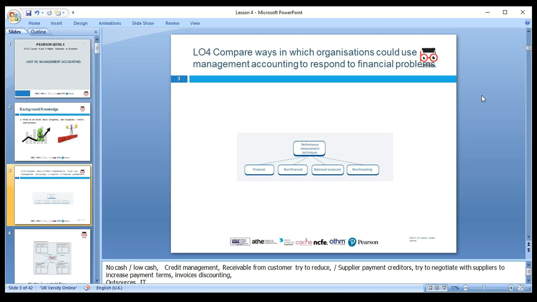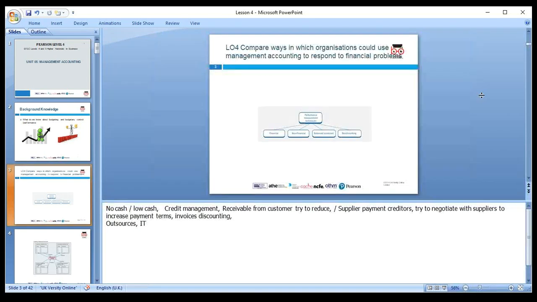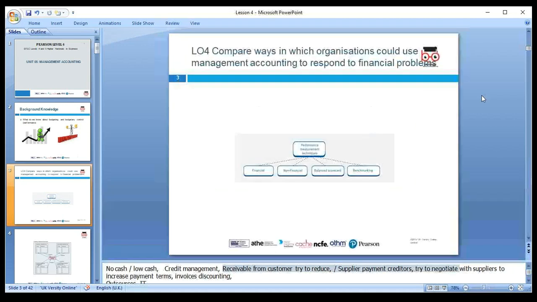financial problems. So management accounting, as we discussed in the previous lesson, means internal. Management is internal and financial accounting is external. So when we discuss management accounting, we look around the financial: no cash, low cash, cash credit management, receivables from the customer, trying to reduce them, and supplier payments, creditors, and trying to negotiate with the supplier is crucial in management accounting.